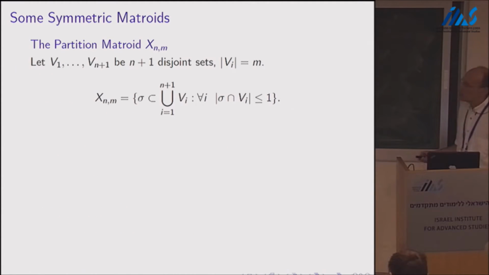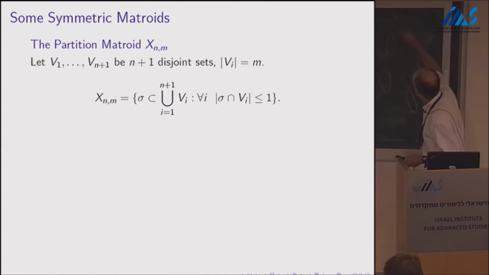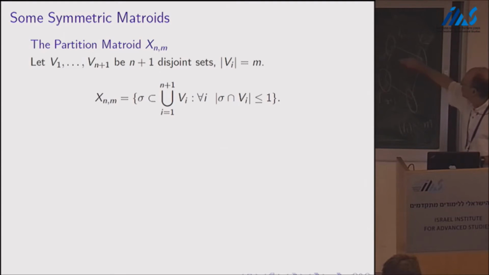Okay? Some examples. One very simple example is you just take n+1 sets, V1, V2 to V n+1, all of size m. This will be n. Then you take all colorful subsets, then these form a matroid, and it's clearly symmetric. So this is one example.